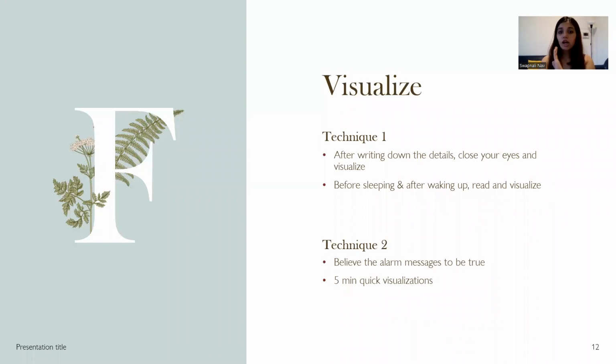So by now we know all these things, and we are going to move on to visualization. We're going to talk about visualization and how to incorporate that into your daily schedule, right? Now when you have your first technique and second technique done, how are you going to implement that every single day?